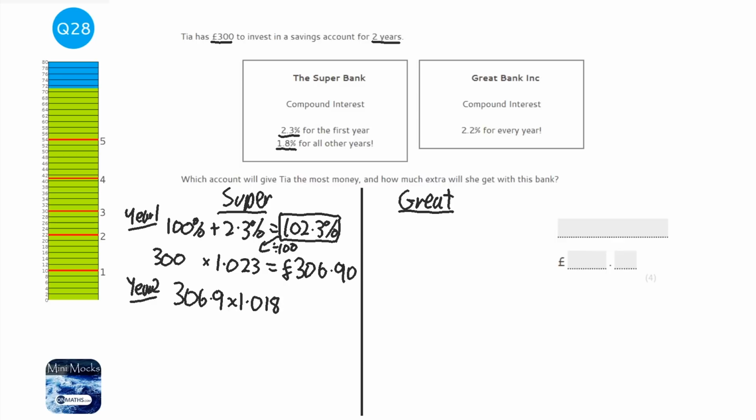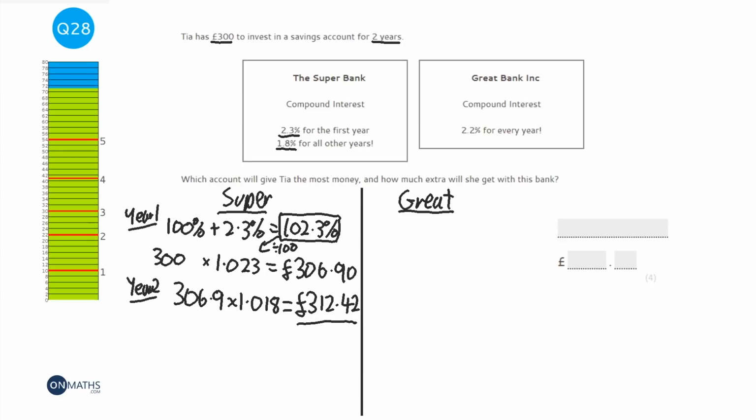So it's going to be 1.018, but you could do 100 plus 1.8 is 101.8 and then divide that by 100. So what's that going to be? 306.90 times 1.018. And that says it's £312.42. I'm going to round it to the nearest penny. Okay, so that is Super Bank. That's how much we'd get.